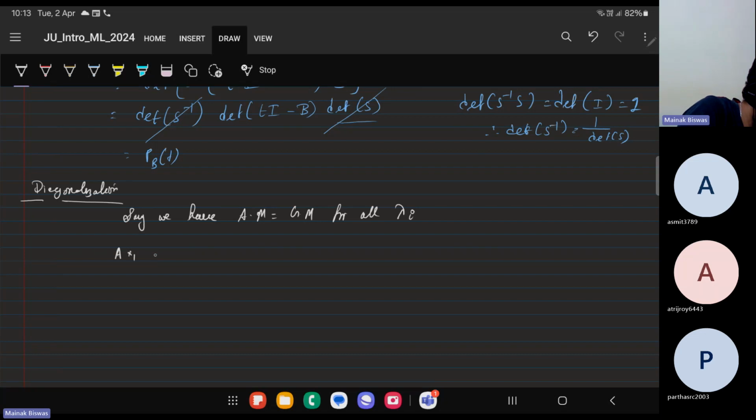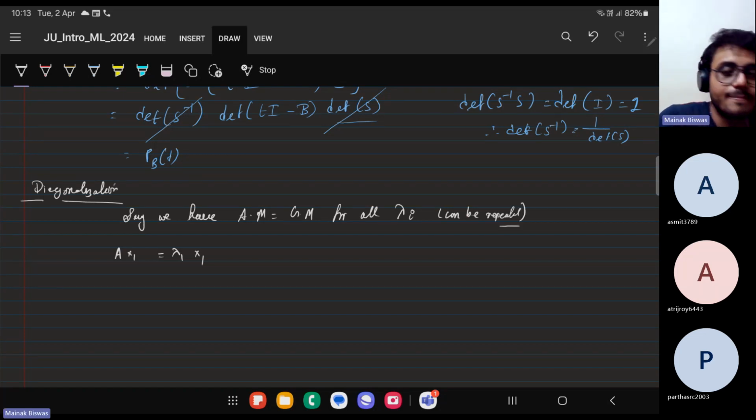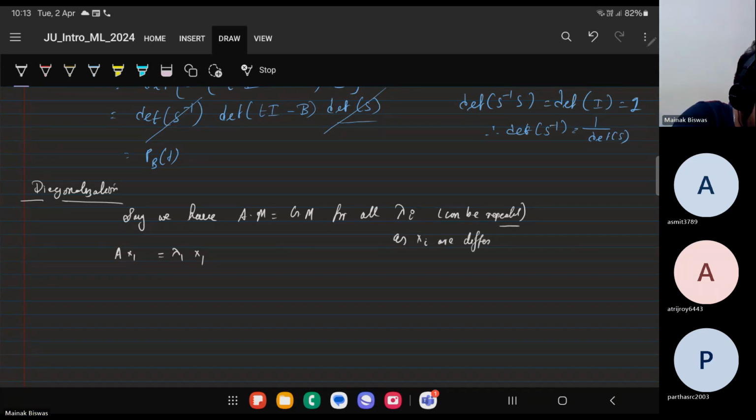I can just write now: A x1 is equal to lambda 1 x1, and not care about the values of lambda 1, lambda 2 and so on. The lambda i's can be repeated now without worrying, because I have different x's, yes or no? The xi's are different, or independent, to be exact. So I will have A x2 equal to lambda 2 x2. I will have n roots, so I will have n equations, yes or no?